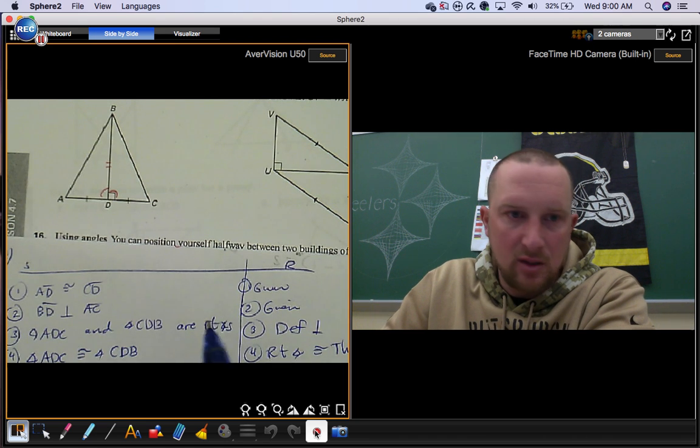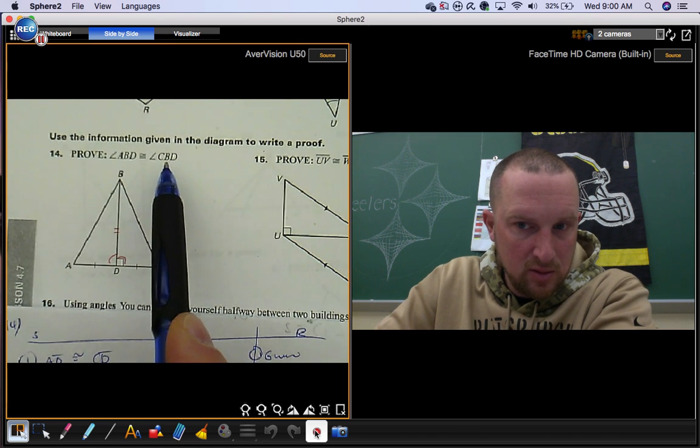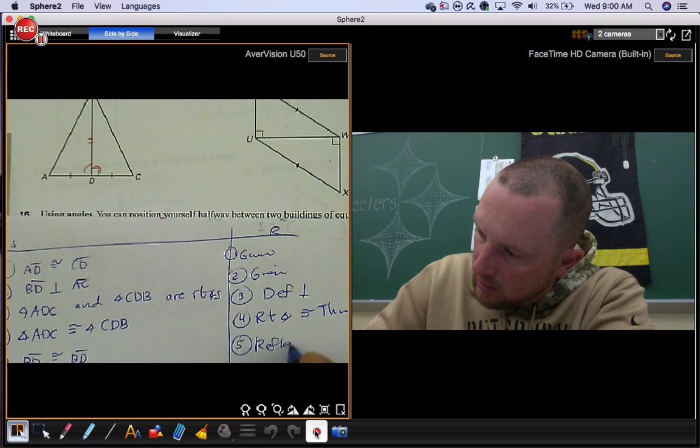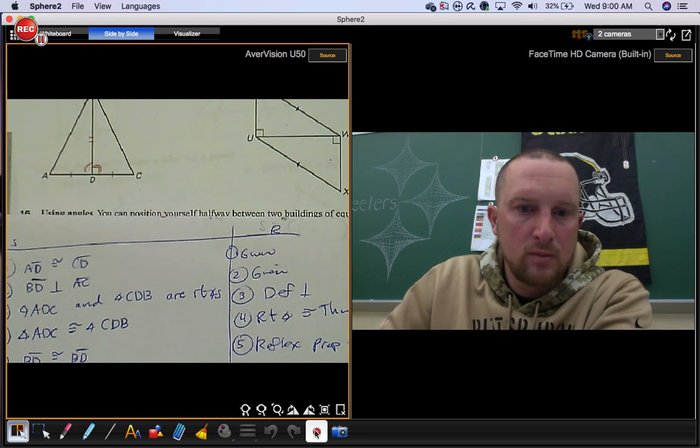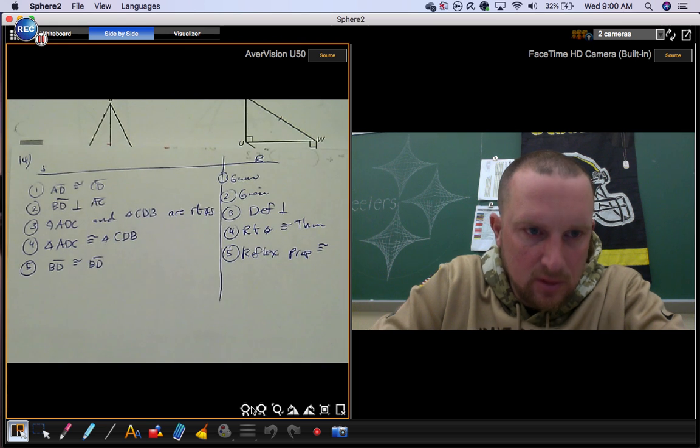How do I know that B goes with B? Well, look here. B goes with B. That's the reflexive property. Zoom out here. That's a little better.